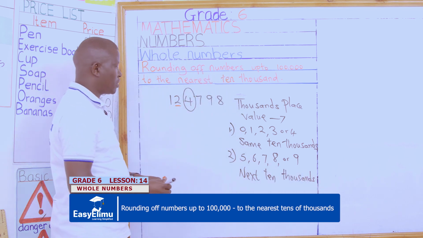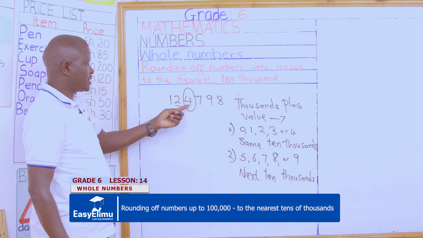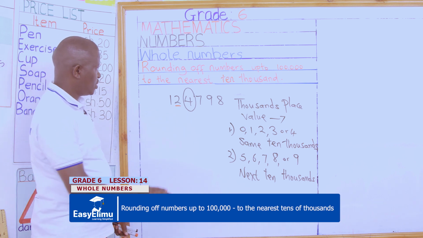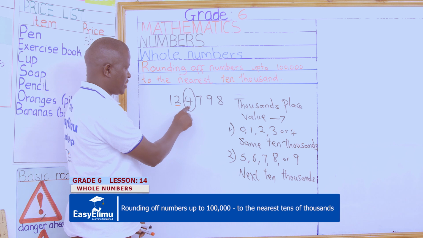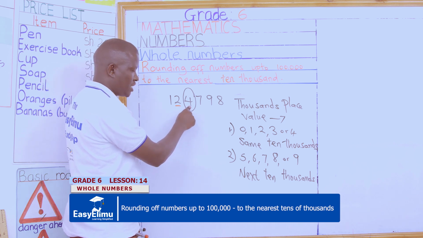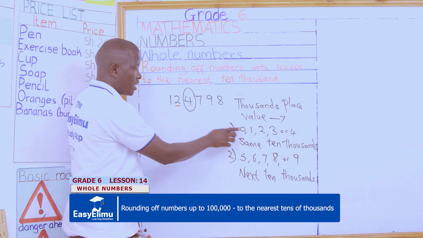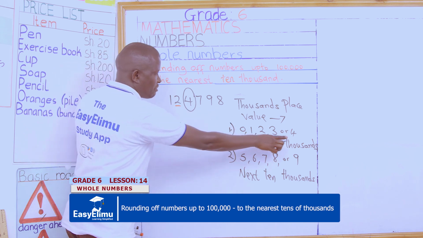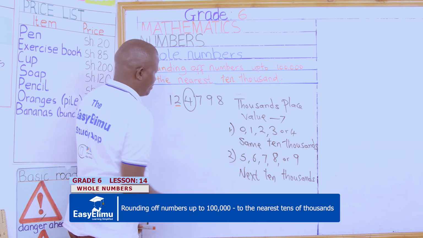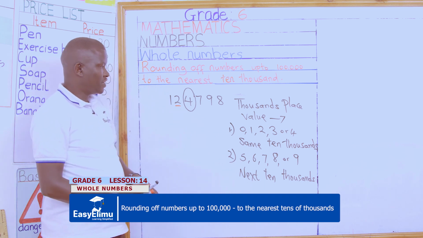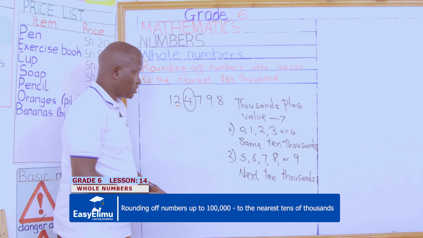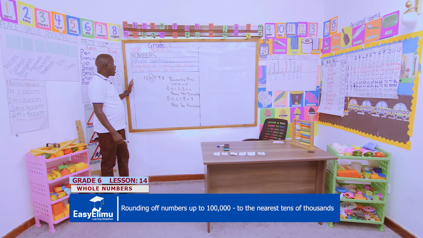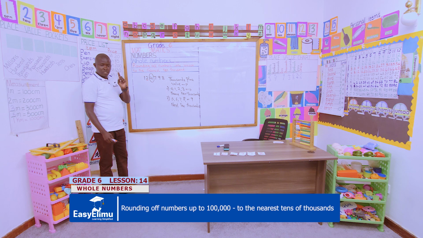I've said the digit we will be looking at is in the 1,000 place value. So, ones, tens, hundreds, thousands. This is the digit that we will be looking at. Now, is this digit either above 5 or below 5? 4 is below 5. So if it is below 5, we round it off to the same 10,000, but now we replace all other digits with 0.